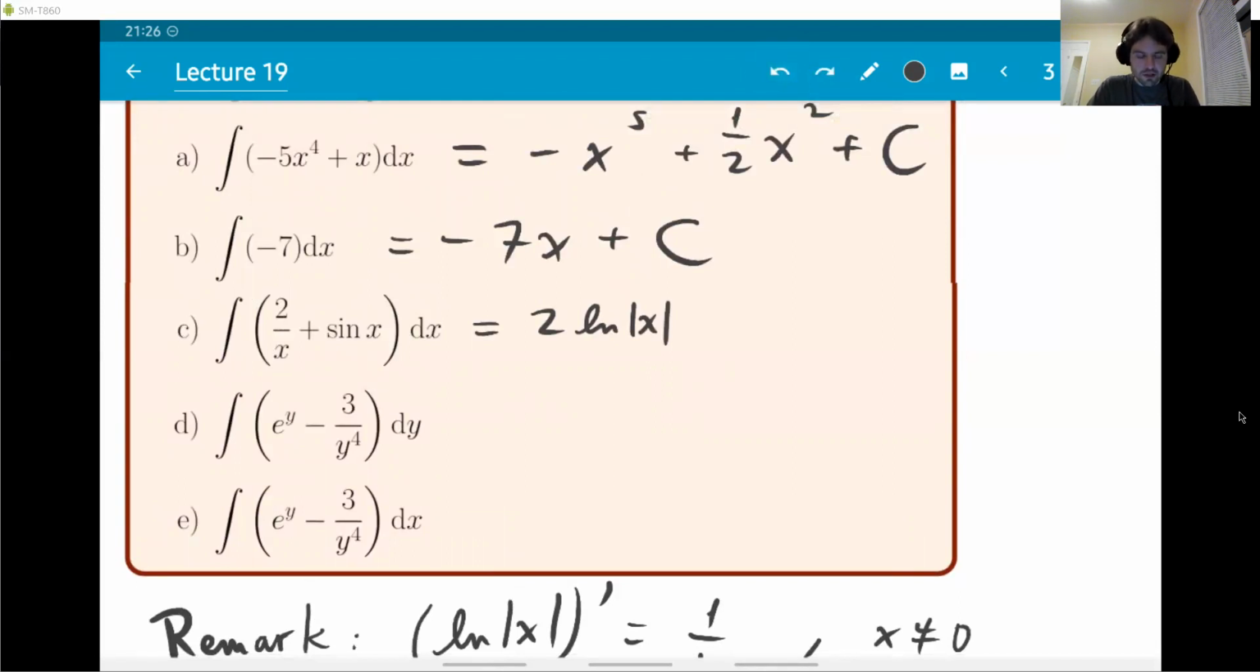So that was the tricky part. But now for the rest, what is a function whose derivative is sine? Well, the derivative of cosine is minus sine. But if we put an extra minus in front, then the derivative of minus cosine is plus sine. And then our usual plus c.